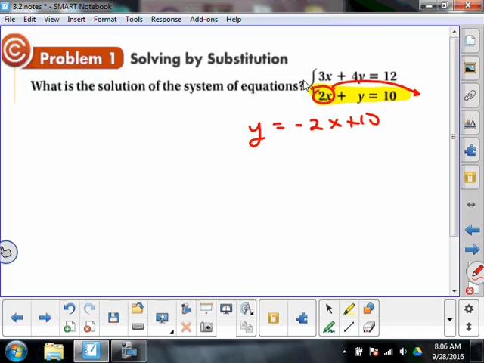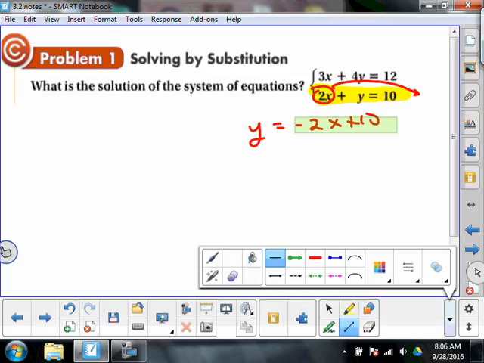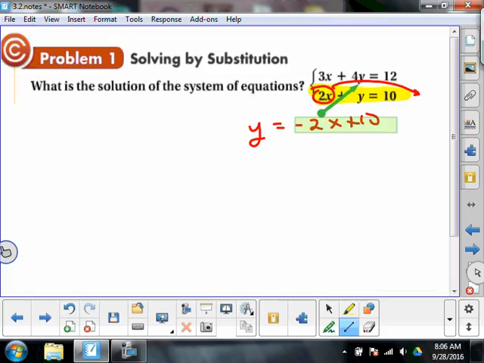Well, what is our that? The negative 2x plus 10 is our that. And so we're going to take our that. I know it's kind of weird to call that. But we're going to be plugging that into the other equation in place of what? In place of y. So now we're going to take 3x plus 4y. But y isn't y anymore. Why is that? Because that is negative 2x plus 10. And then that's all equal to 12.